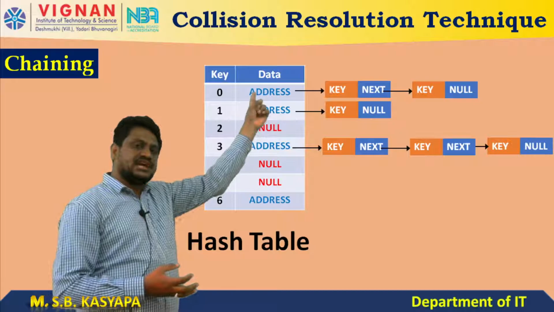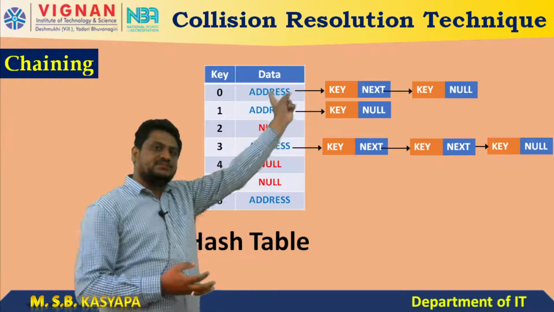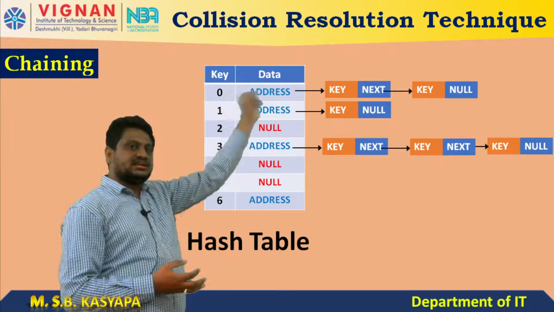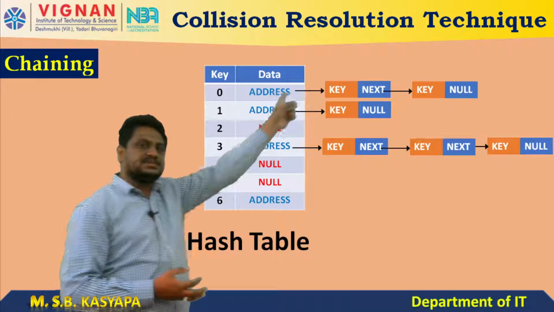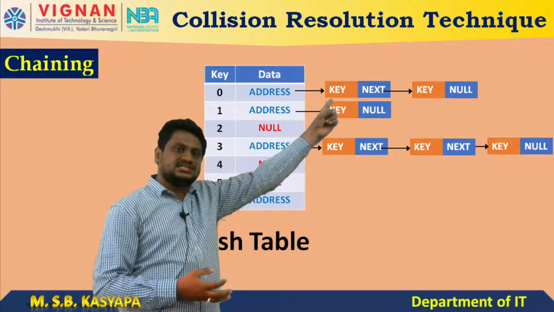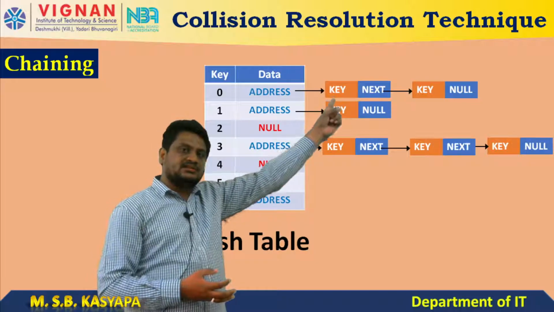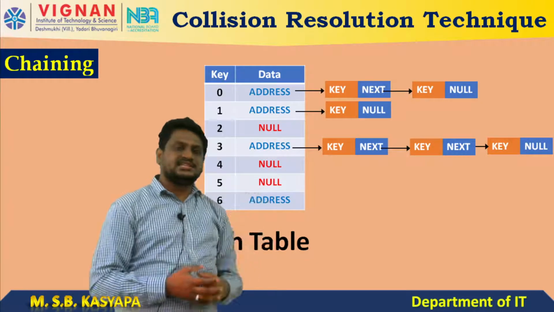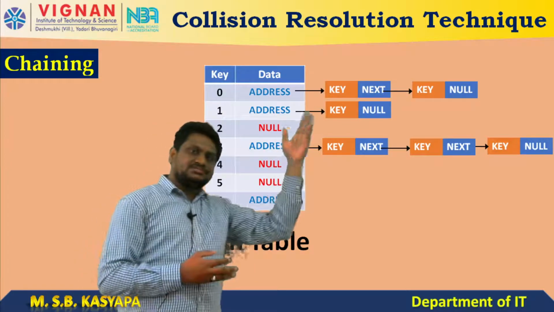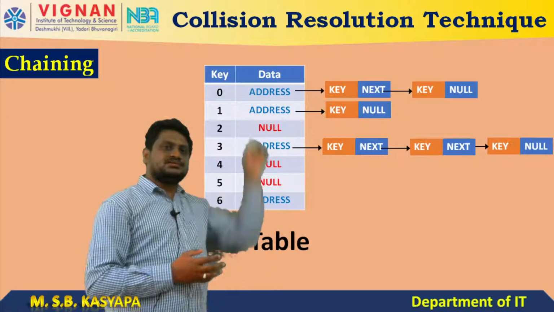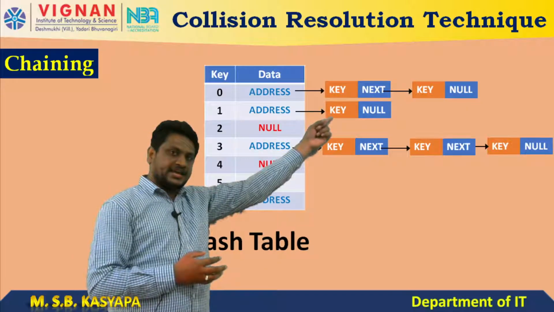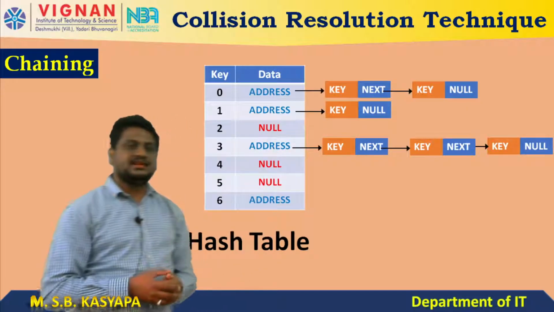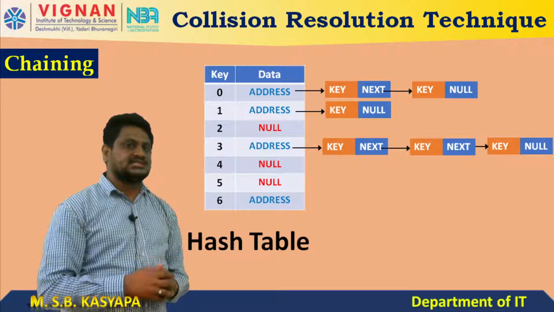This address means the head value of the linked list. So, the 0th linked list's first element, the head value, will be stored here. It represents the first element, the first key, and this represents the next element, the next key. That is the 0th list's second element. Index 1 represents only one value. Why? Because here we have a key and it points to null, which means there is no next key or next data.